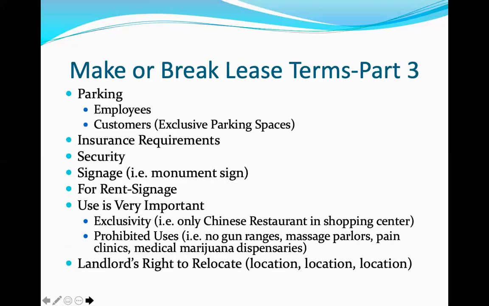Make or break lease terms, part 3. So, parking. Oftentimes in a retail project, there's dedicated employee parking that's behind the building or far away from the office or the retail. And so one negotiation is, especially if you're in a large office building in the central business district, where oftentimes there's a garage element to it.